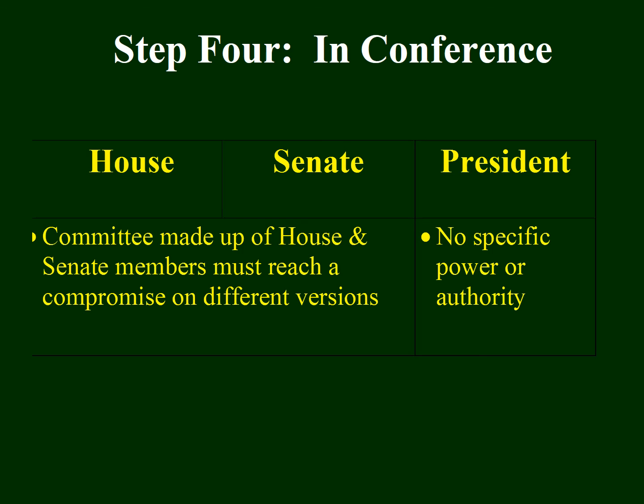This would be necessary if similar bills pass in both the House and the Senate, but they're not exactly the same. What happens here is that a committee made up of a handful of the members of the House, maybe 3 or 4, and a handful of members of the Senate, again, maybe 3 or 4. What they do is they sit down and they try to work out a compromise on the different versions of the bills. Once again, the president can talk about the importance of a proposal. He could try to lobby members of Congress in support or opposition to something that's under discussion. But the president has no specific power or authority in step number 4.